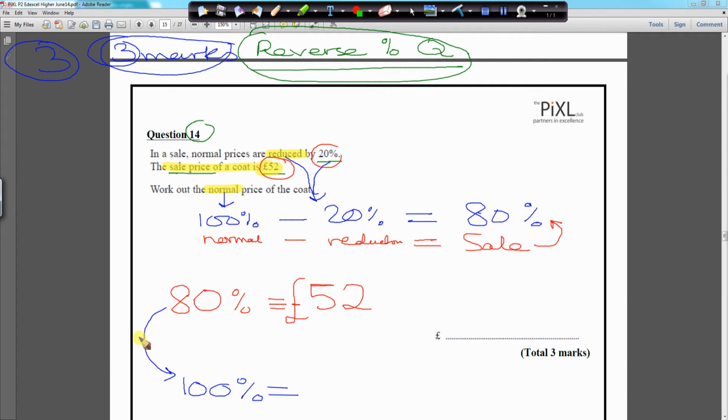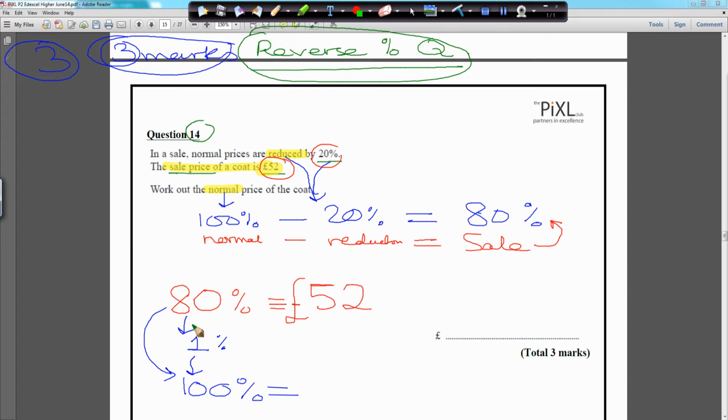Now, to get from 80% to 100%, we can do that in two steps. We can first of all go from 80% down to, say, 10% or 1%. We're going to be using the calculator anyway. So 1%. And then from 1%, we can easily go to 100%. Let's have a look how we do those two steps.